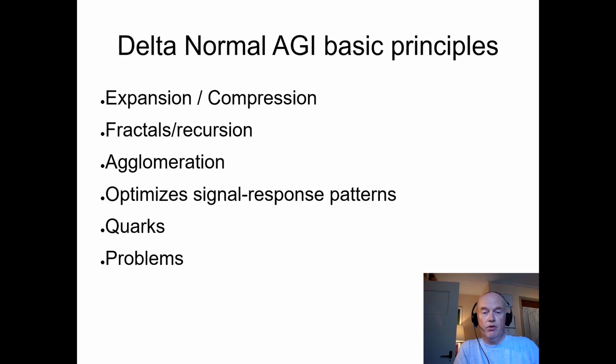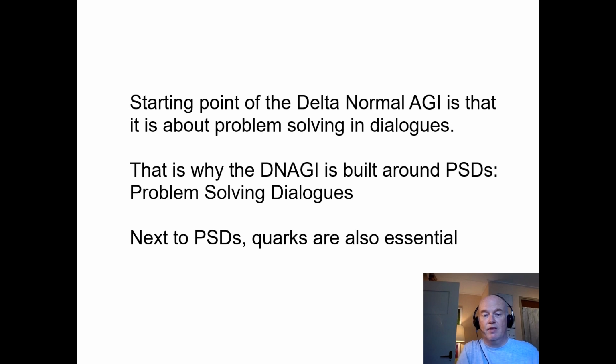The AGI makes use of certain basic principles, as can be found in this list. The starting point of the Delta Normal AGI is that it's all about problem solving in dialogues. And that is why the AGI is built around PSDs, problem-solving dialogues. Next to the PSDs, quarks are also essential.